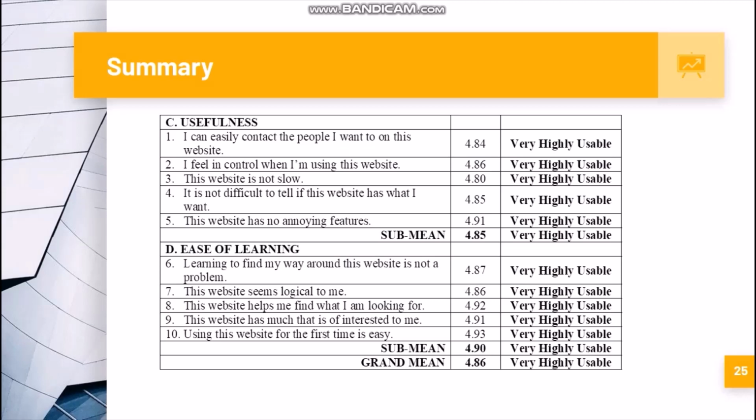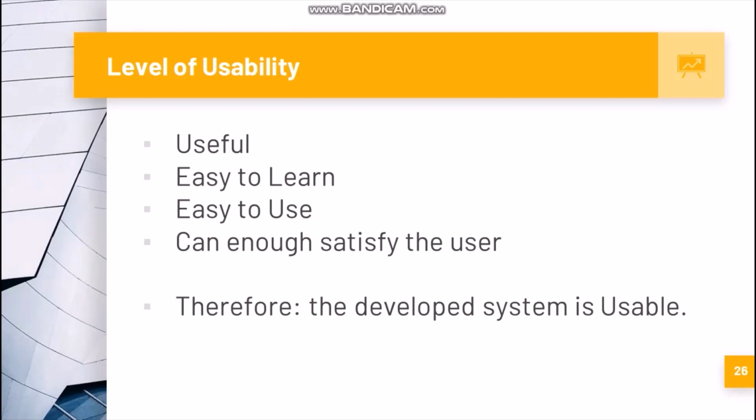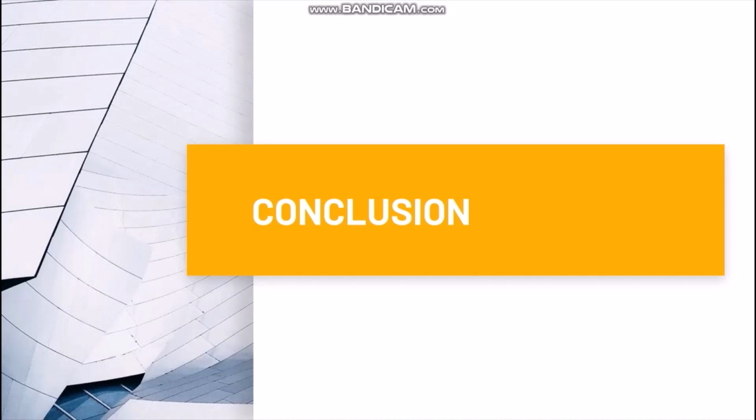very highly usable. Overall, this implies that the respondents perceive that the level of usability of the developed system is useful, easy to learn, easy to use, and can satisfy the user. Therefore, the developed system is usable. Let's proceed to the conclusions.